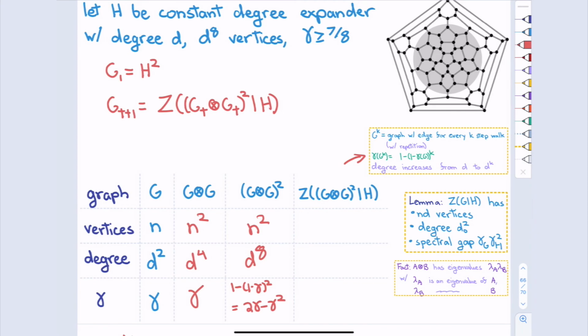Okay, and now I take the zigzag product with H. So H has degree D and D to the 8 vertices. That's odd. Oh no, that's okay. Okay, sorry. I got worried about something. Note that the number of vertices in H matches the degree in this graph. That's important. That's what I got hung up on. Okay, so the zigzag product.